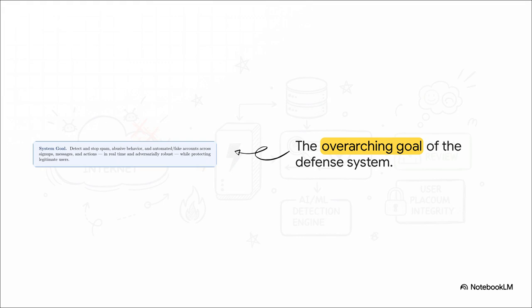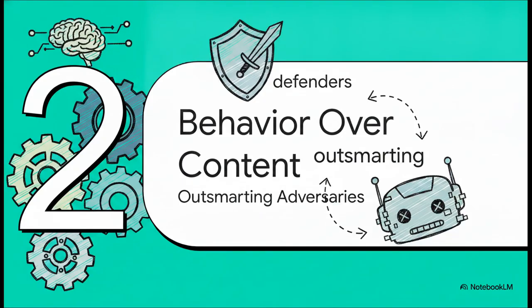The overarching objective of this entire defense system is a delicate balancing act. The goal is to detect and stop spam and fake accounts in real time, but with an absolutely critical caveat. You must protect legitimate users. You have to catch the bad guys instantly without catching innocent, real people in the crossfire. Which brings us to Section 2.